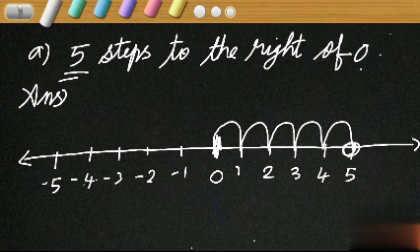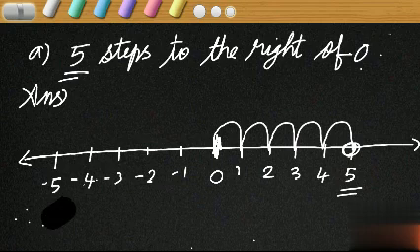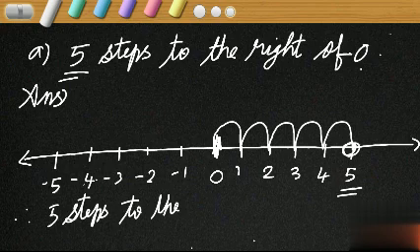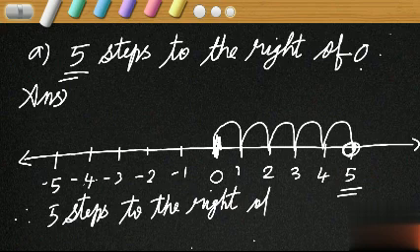So where did we reach? 5. So what is the number? 5 steps to the right of 0 means what is the answer? 5, isn't it? Our required answer is 5. Therefore, 5 steps to the right of 0 is equal to 5. 5 means plus 5.